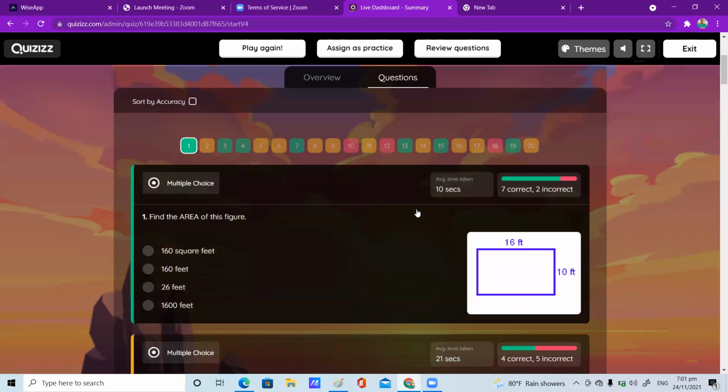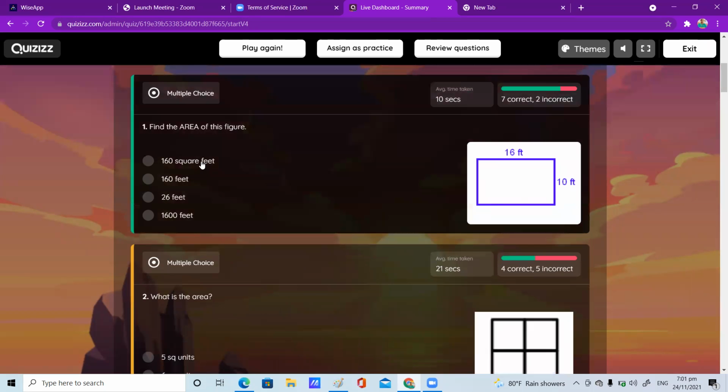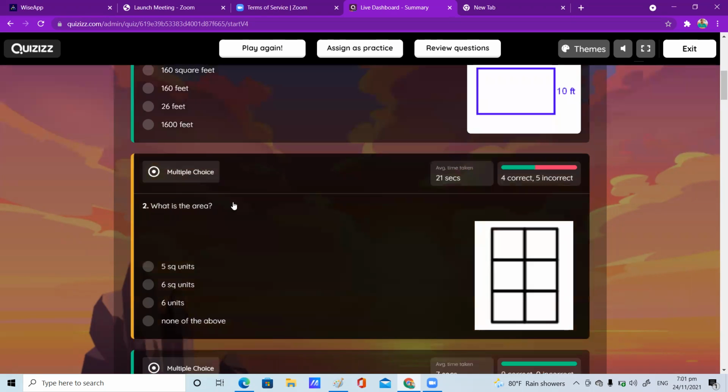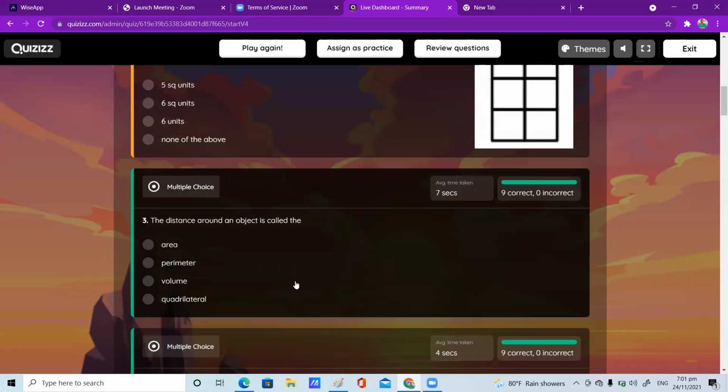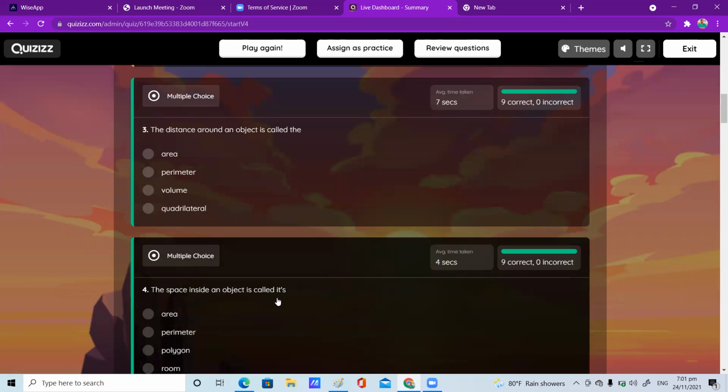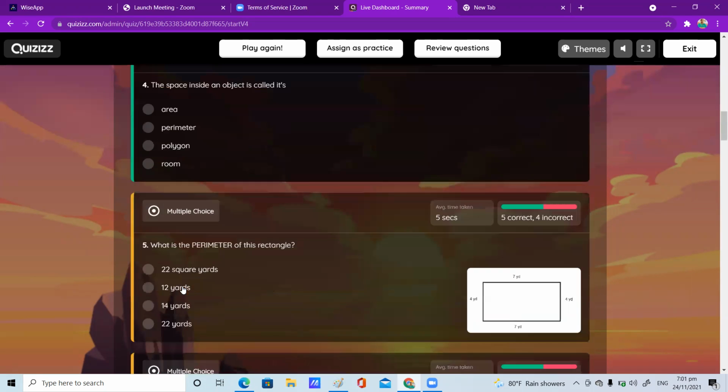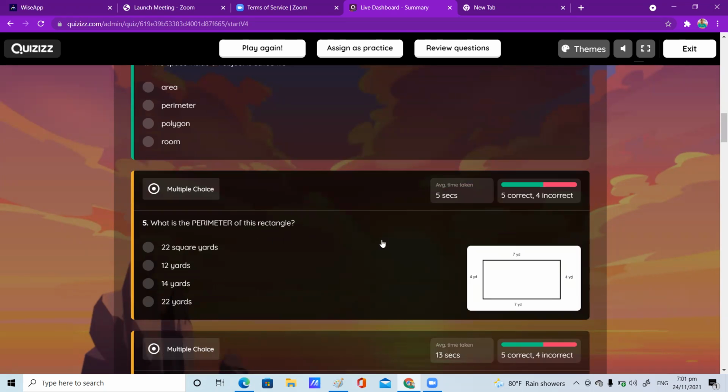You just see the questions, children. Find the area: 16 into 10, 160 square feet. Area means unit squares. There are 6 square units. The distance around the object is perimeter. The space inside the object is area. Perimeter of a rectangle means you have to sum up all the sides, children. 14 plus 8, 22 yards.